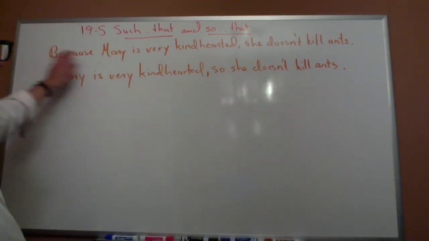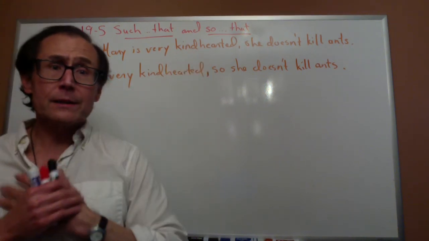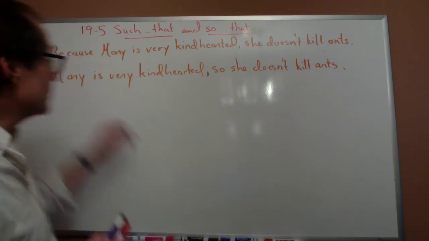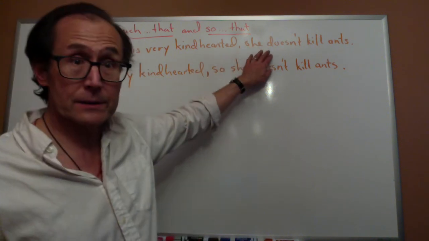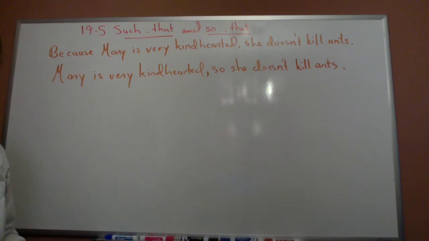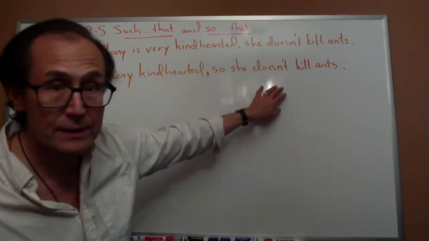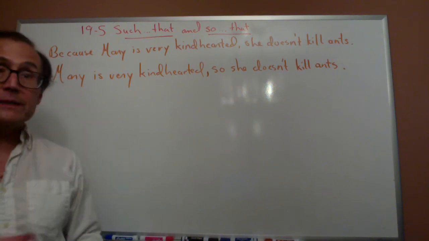I could say, because Mary is very kind-hearted. Kind-hearted means her heart is very kind, very nice. So because Mary is very kind-hearted, she doesn't kill ants. I know some people like this. They will not kill ants in their house. Or I could also say, Mary is very kind-hearted, so she doesn't kill ants. These sentences mean the same thing.